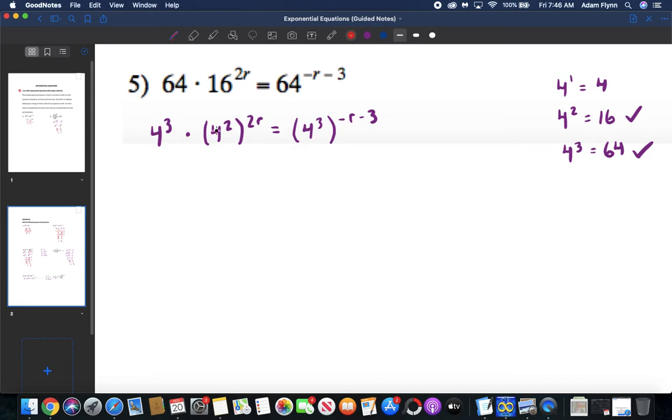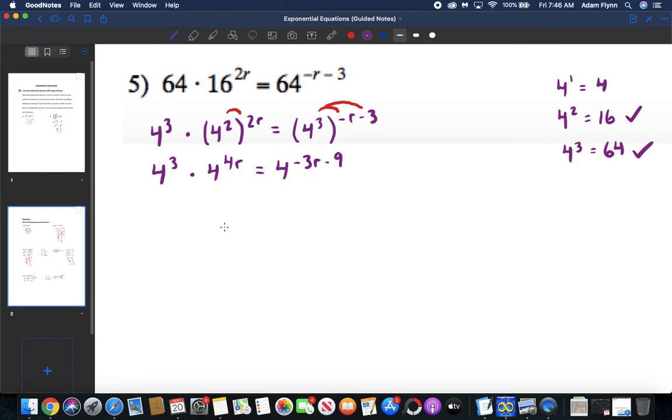When I do this, I'm first going to start off with the power rule, just to get rid of all my parentheses. When I do that, I'm going to have this 4 to the third power, which I haven't touched, times 4 to the 4r, equals 4 to the negative 3r minus 9.